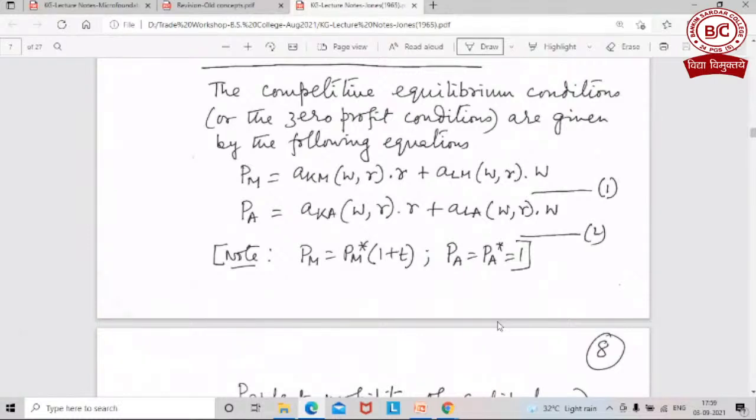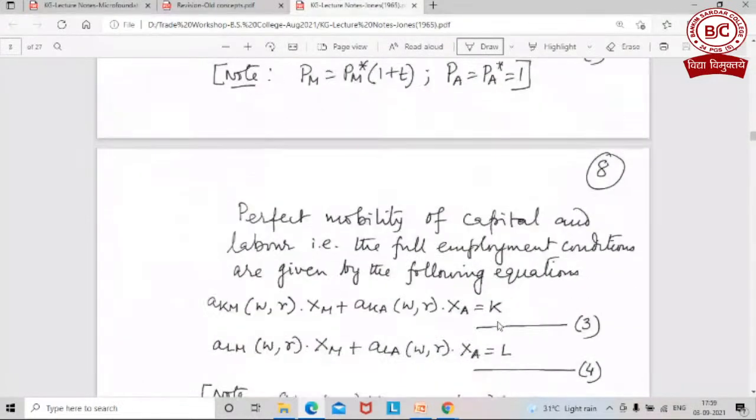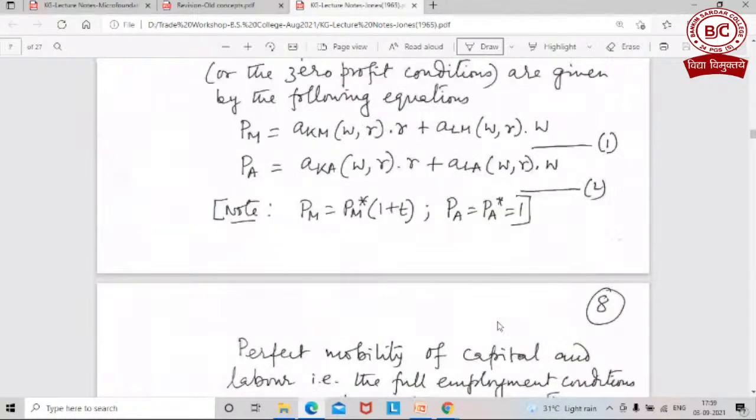Sir, R and W. Yeah, R and W in equations 1 and 2. Very good. From which college are you? Sir, Bethune College. Okay. And here in equations 3 and 4, already said R and W. In equations 3 and 4, what are the two unknowns? You are right. XM and XA. So there are four equations with four unknowns: R and W, and XM and XA.